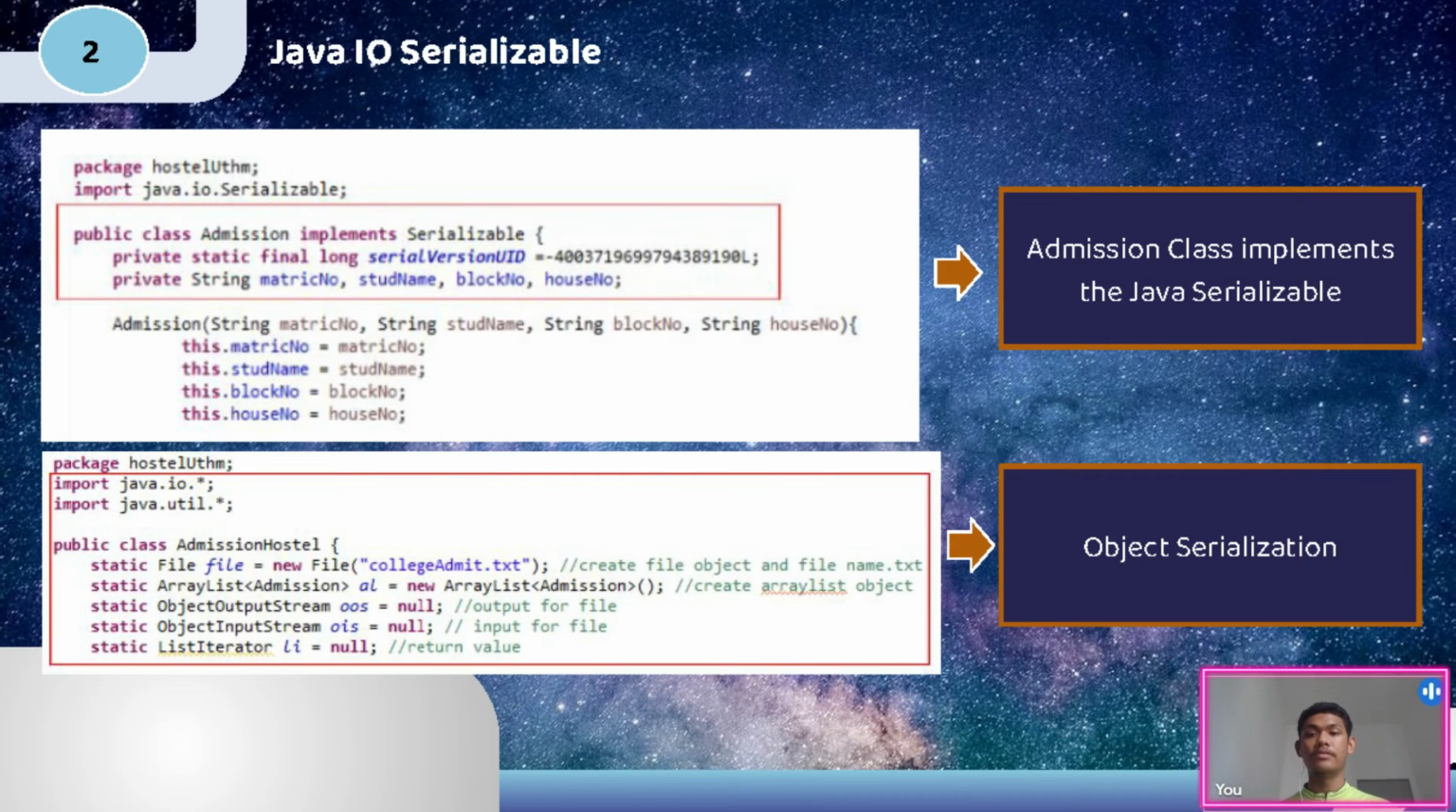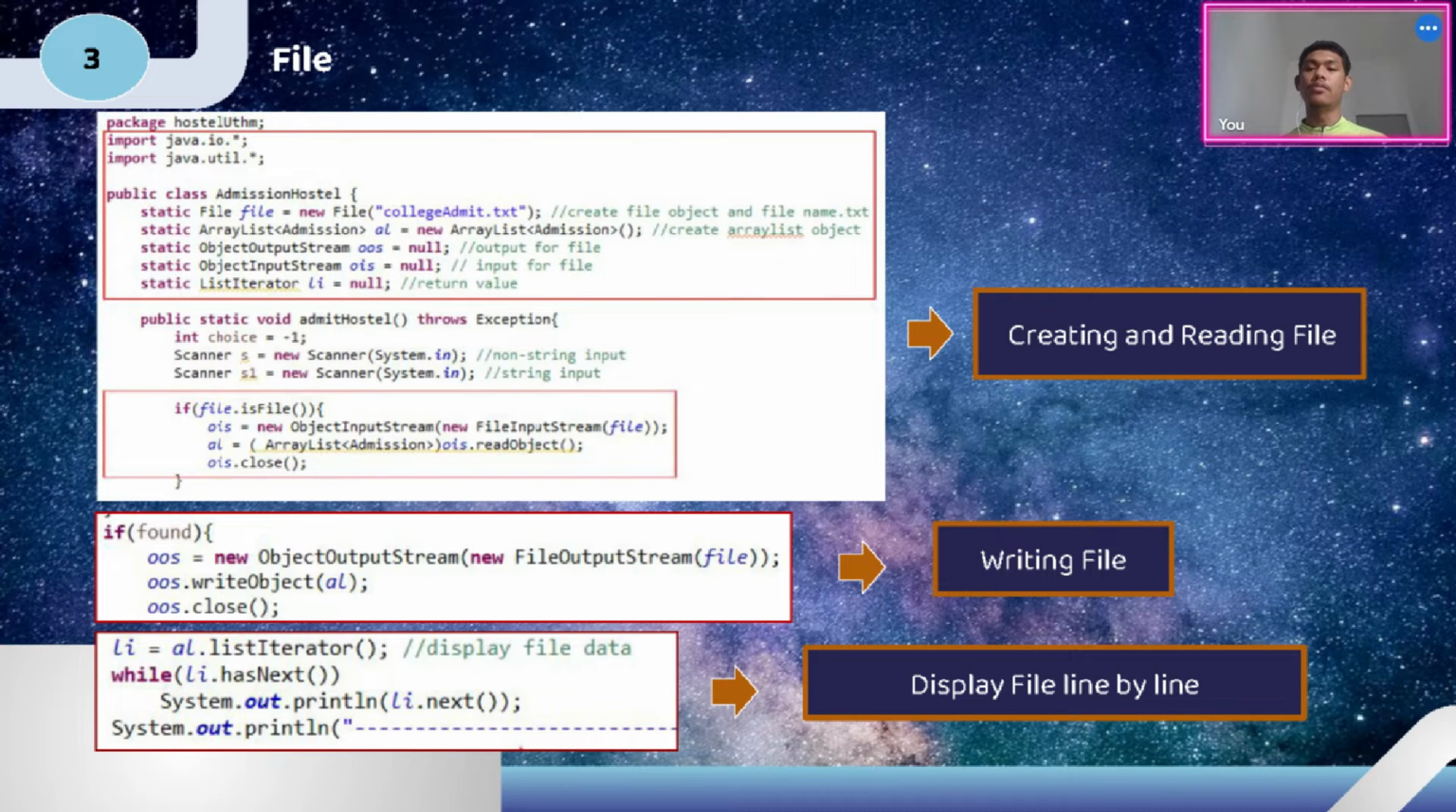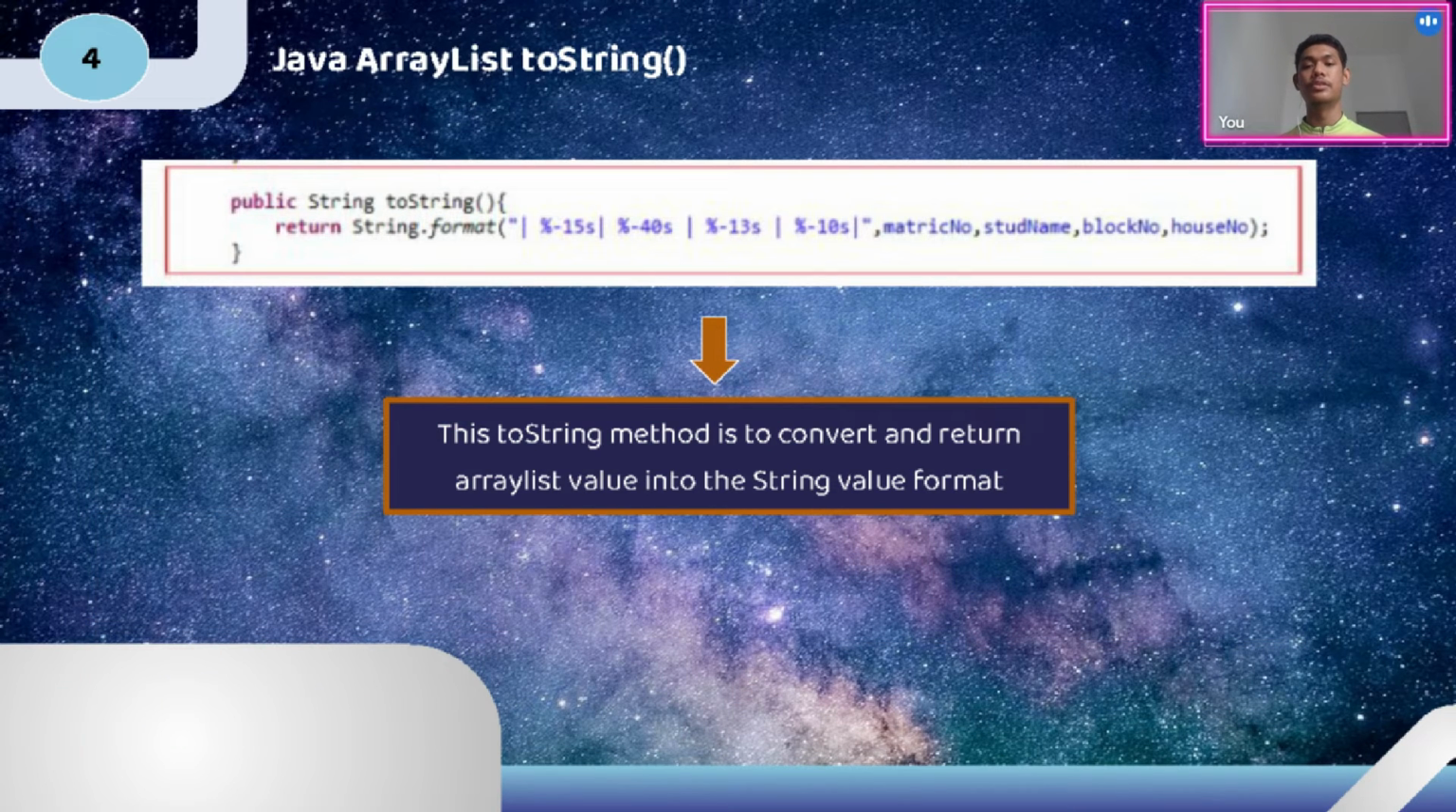The second one is Java IO serializable, where the admission class implements the Java serializable and the object is being serialized. The third one is file. In file, we can create, read, and also write the file. The writing file can be used by asking the user to enter data, and it will be written into the file. And then the data can be displayed from the file line by line. The fourth one is Java array list to string.